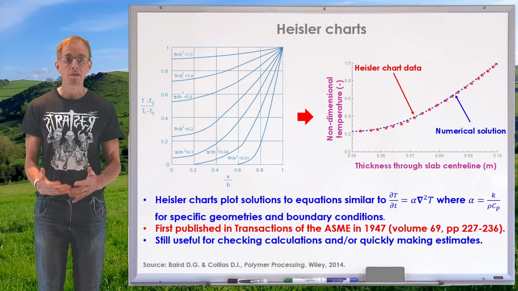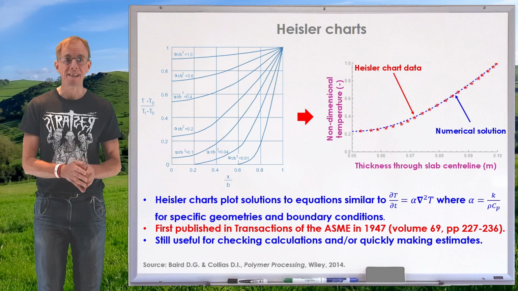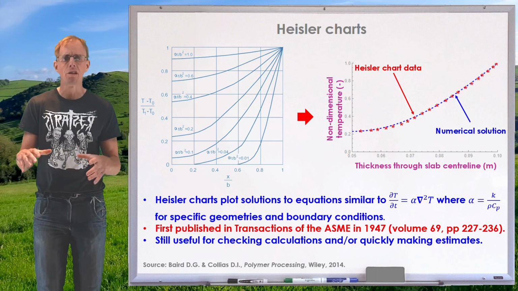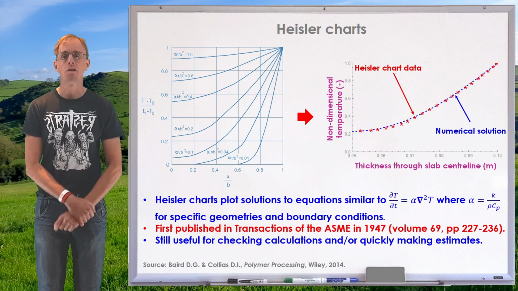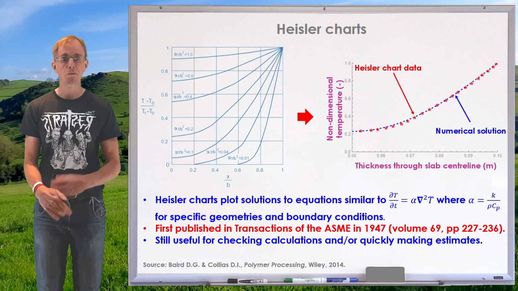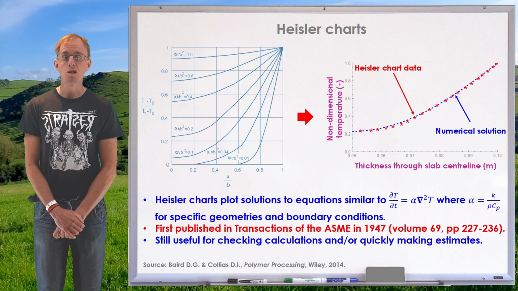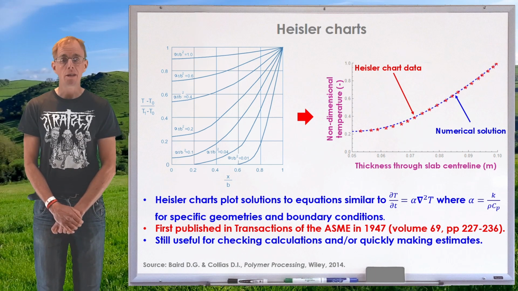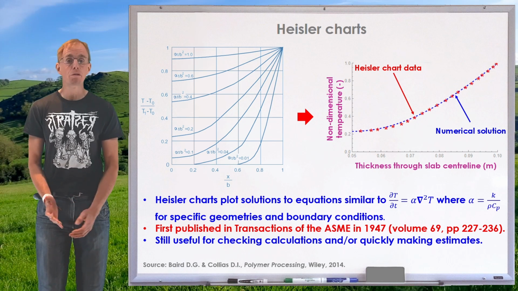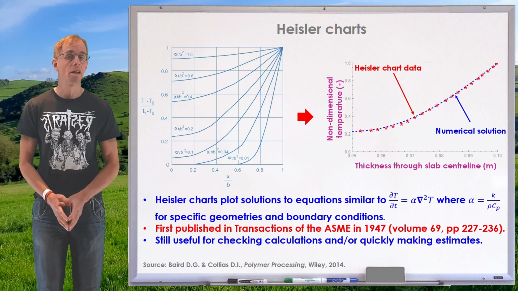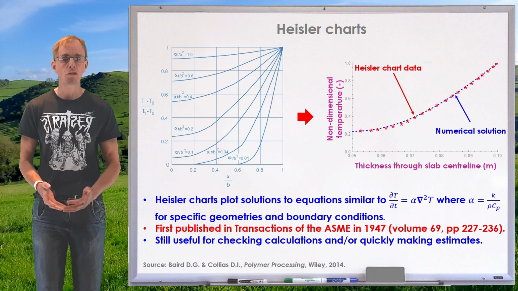And that is why, in a sense, we chose that very specific case in the previous part of this lesson. We're suddenly cooling the mold temperature to this, so we could make that comparison with a solution from a Heisler chart, so we could validate the solution. Heisler charts were first published in 1947 in the Journal of the American Society of Mechanical Engineers, and they're still useful today for a number of purposes. As you've seen, we can use them to check calculations. They're a valuable source of data to do that.